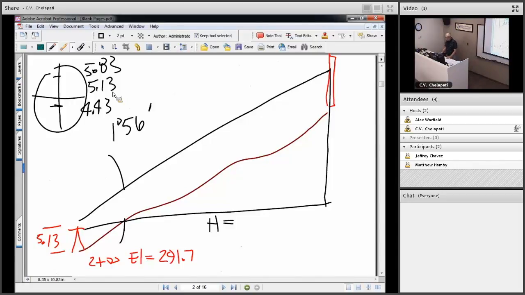Okay, so to determine H, we're going to take the top hair minus the bottom hair times 100, and what's that 100 called? The stadia interval factor. Okay, the stadia interval factor. And then we're going to take that times the cosine squared of 1 degree 56 minutes. For the vertical component, we'll take 100, and that's the stadia interval factor.